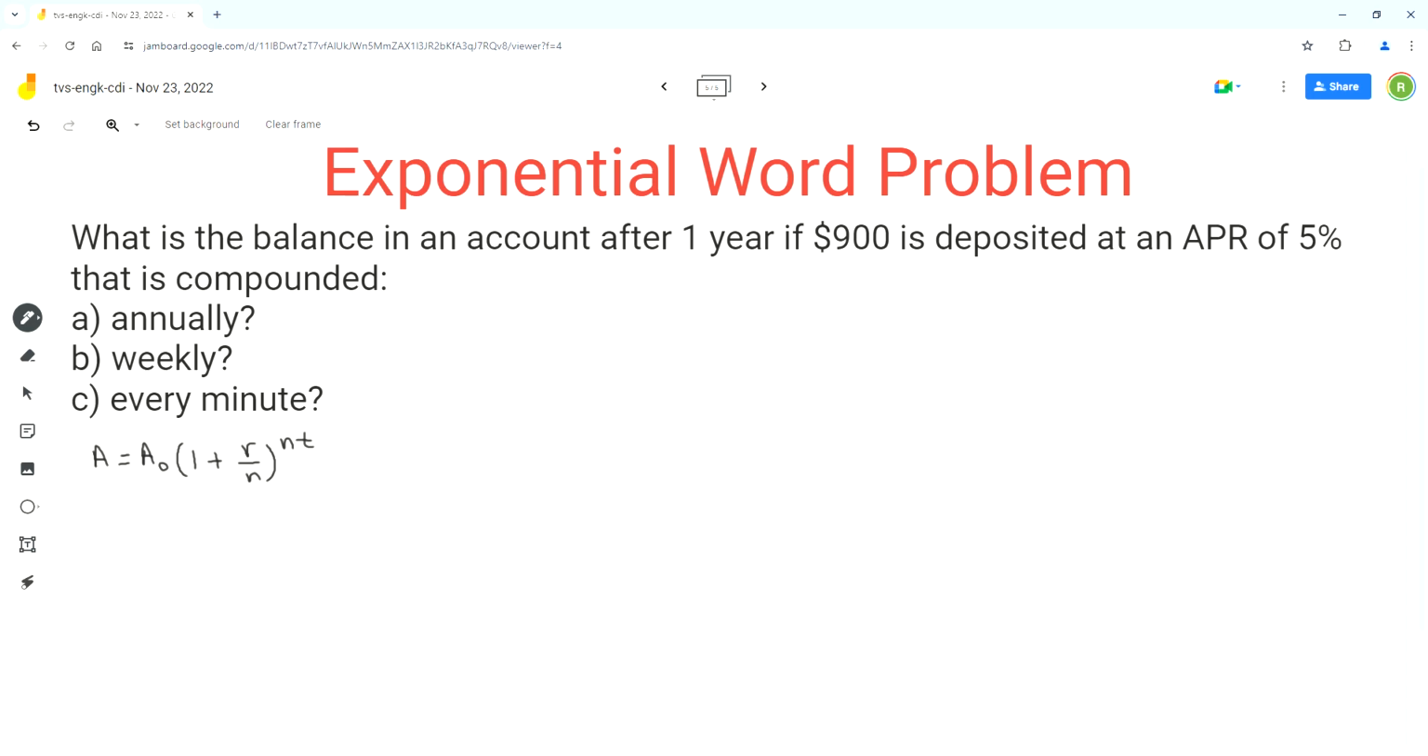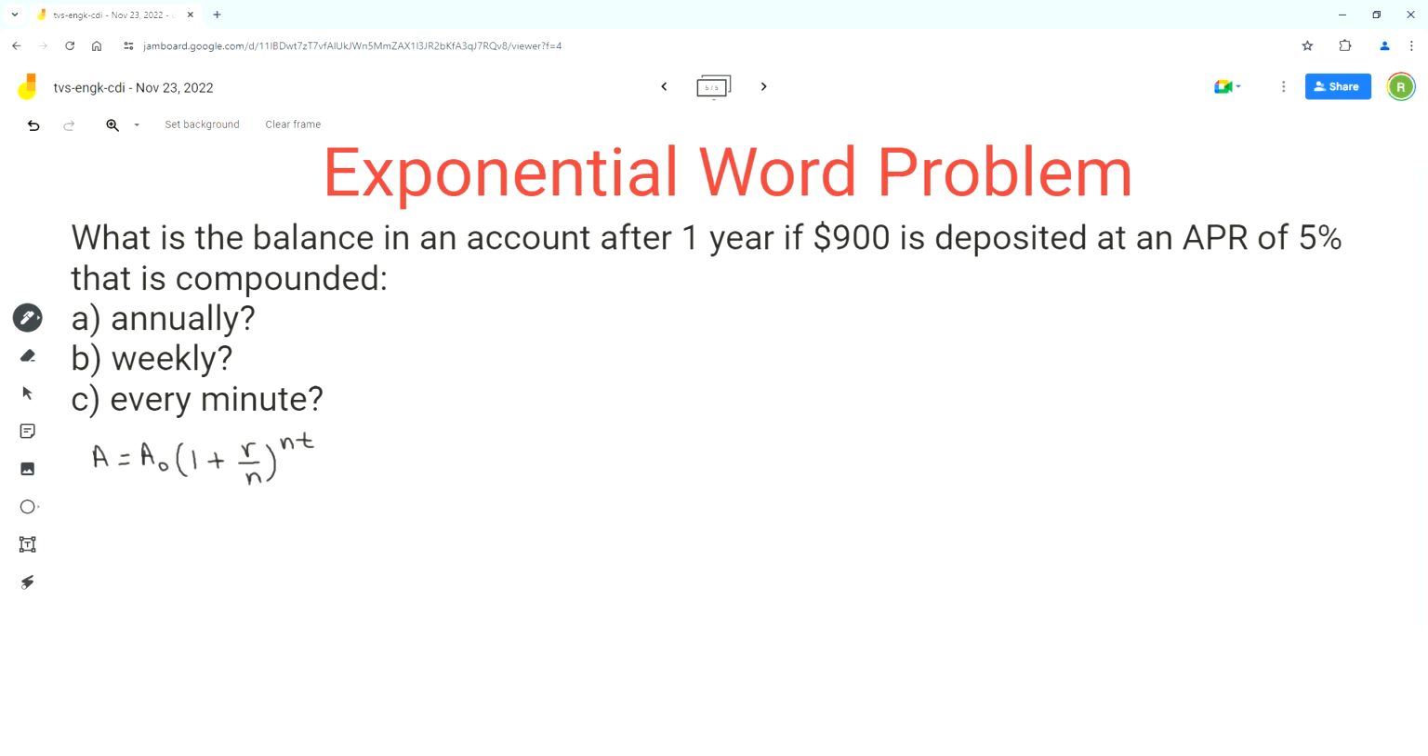In this formula, A represents the final value or final amount, A naught represents the initial value or initial amount, R is the annual rate, N is the compounding frequency factor. Its value depends on the compounding frequency. T represents the number of years.